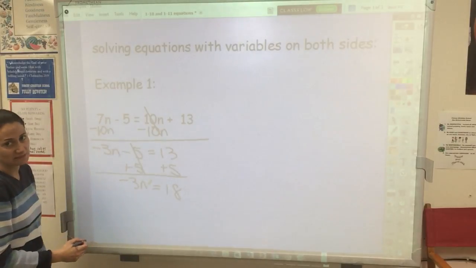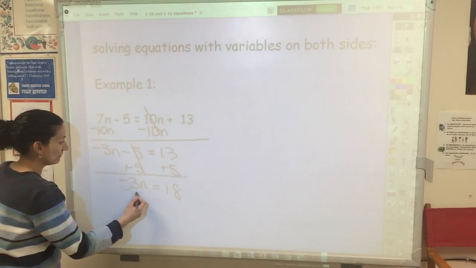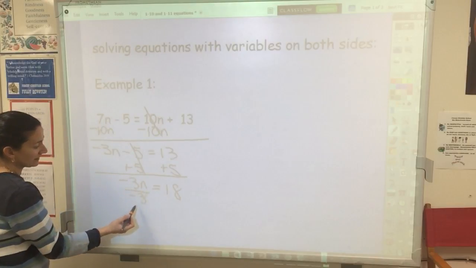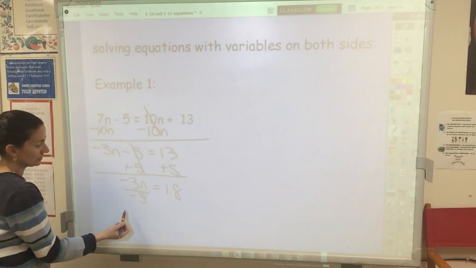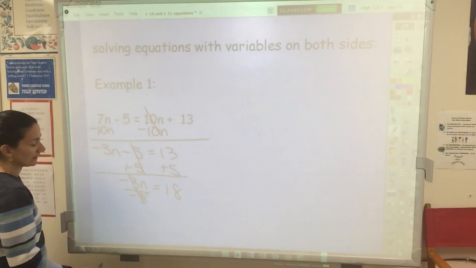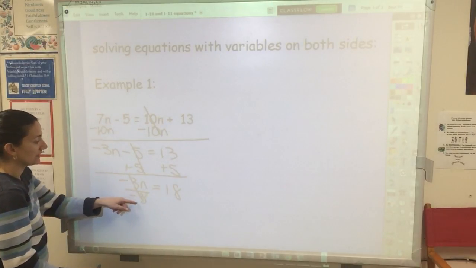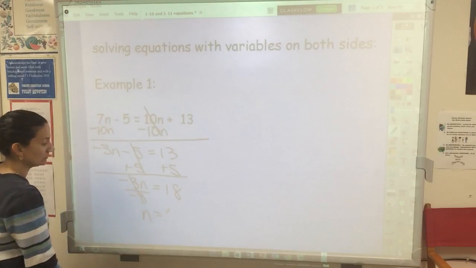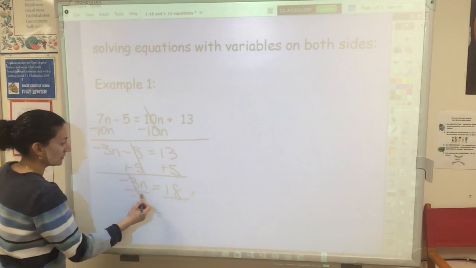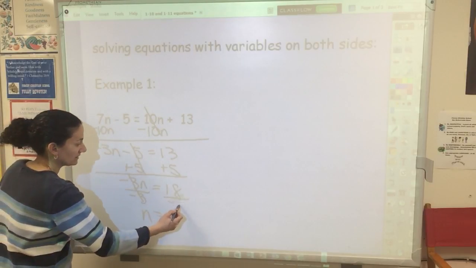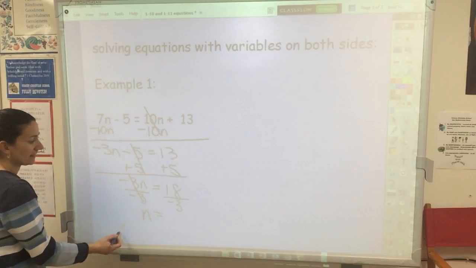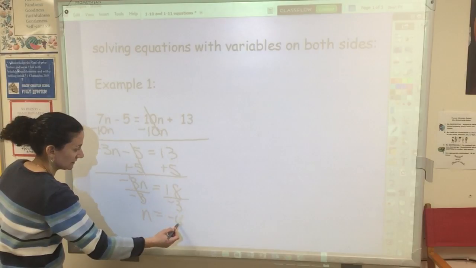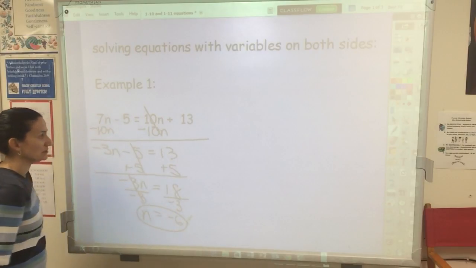Here comes my second step. To show my work, I would divide both sides by negative 3, because dividing is the opposite of multiplication. That will cancel out the negative 3's. Negative 3 divided by negative 3 is 1, and that's what I want, 1n to be alone. And whatever I do on one side, I must do to the other. Divide this side by negative 3, and 18 divided by negative 3 is negative 6. So that is my solution.